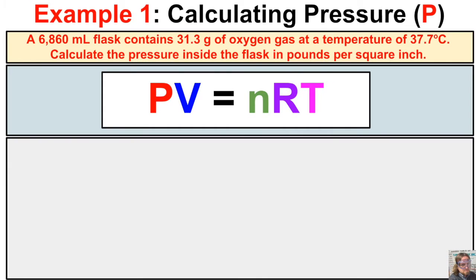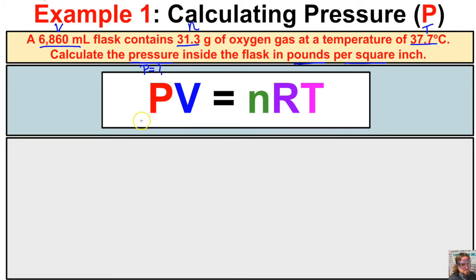In this first example, it says a 6,860 milliliter flask contains 31.3 grams of oxygen gas at a temperature of 37.7 degrees Celsius. We want to calculate the pressure inside of the flask in pounds per square inch. Milliliters is a measurement of volume. Grams, well, we don't see grams in the ideal gas law formula, but we can convert these grams to moles, no problem. Degrees Celsius is a measurement of temperature. We're asked to figure out the pressure. So what formula do we know uses P, V, n, and T? That's going to be the ideal gas law, PV equals nRT.